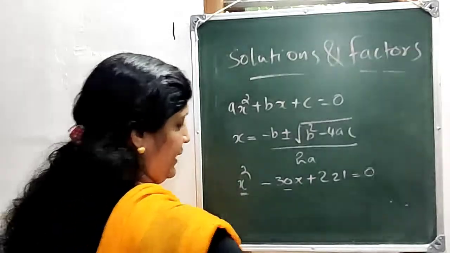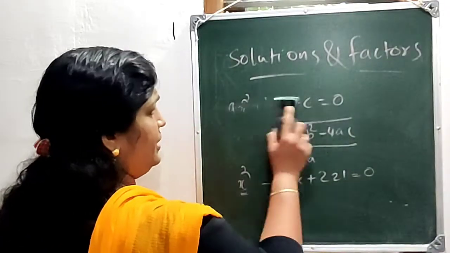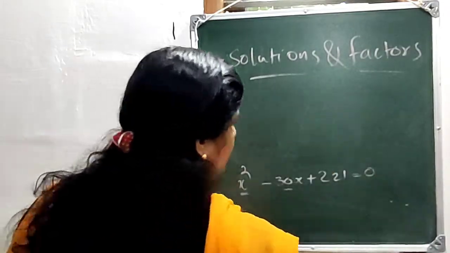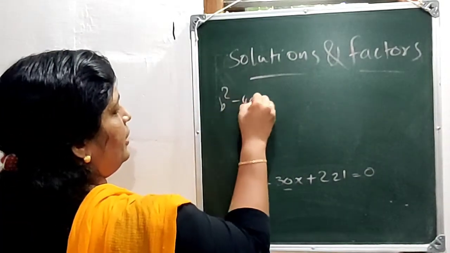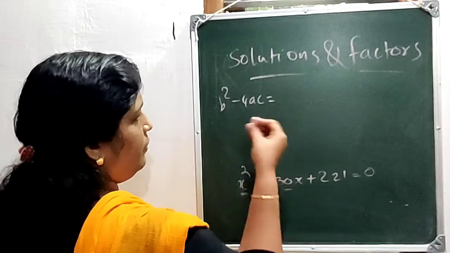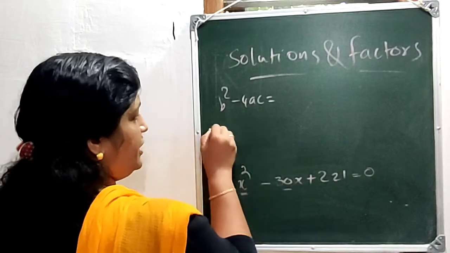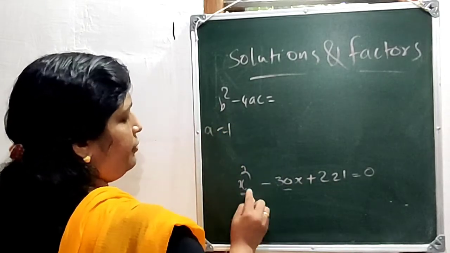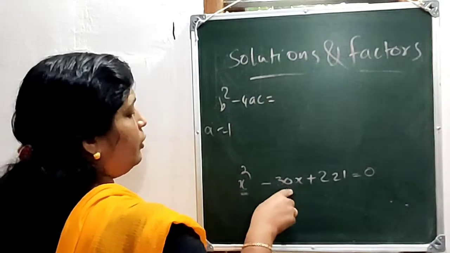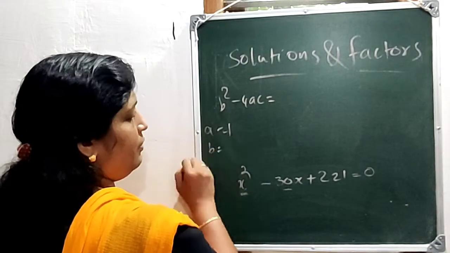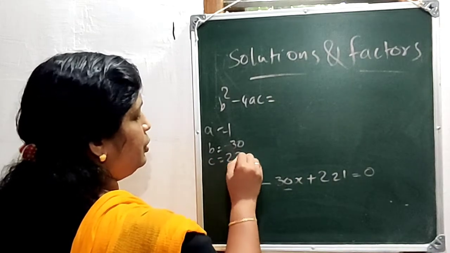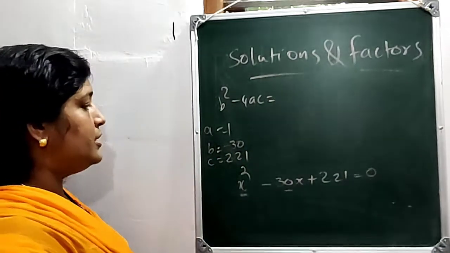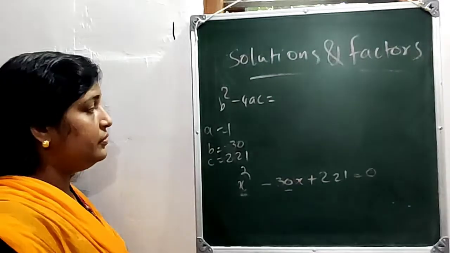How do we solve a second degree equation? What is the first step? First write b square minus 4ac. What is b square minus 4ac here? A is equal to 1, the coefficient of x square. The coefficient of x, b, is equal to negative 30. And c is equal to 221. These are a, b and c.